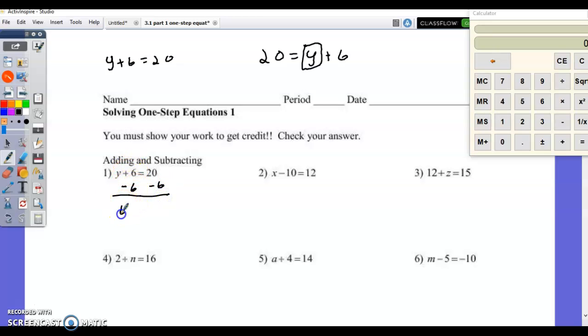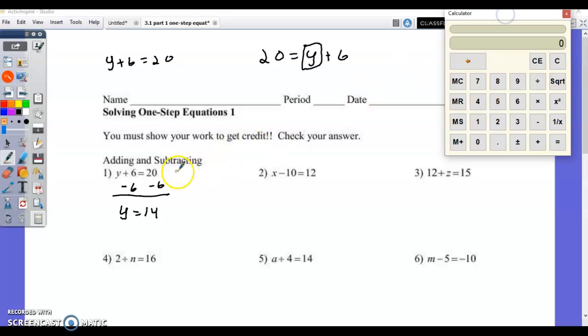Positive 6 minus 6 is 0, so we have y equals, and then 20 minus 6 would be 14. I have my calculator up here because, again, these problems over here, 20 minus 16, if you don't know them right off the top of your head, rely on that tool to help you. Over here, we have an x minus 10. To make that negative 10 0, we have to add 10 to both sides. So these are the steps I'm looking to see on your homework. So this will be x, 10 and 12 is 22.